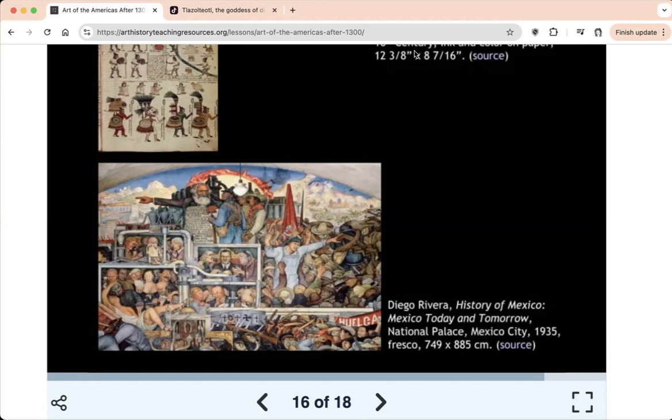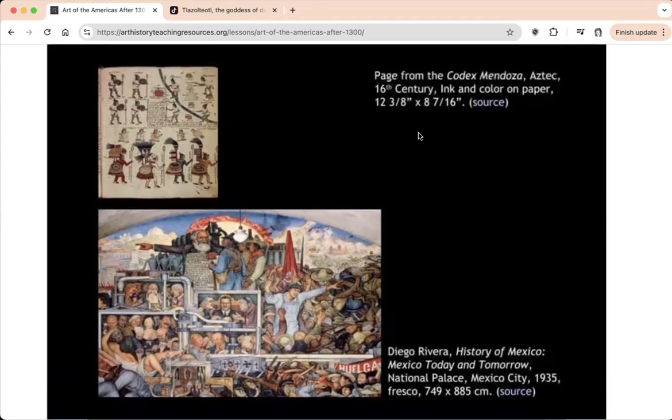lot more fun. Of particular relevance to this lesson is the organizational structure that Rivera used in his mural, A History of Mexico. And this is found in the National Palace in Mexico City. And we can see that this composition is derived partly from pre contact manuscripts. So there are some similarities between these two, as you can kind of see in the images featured here.